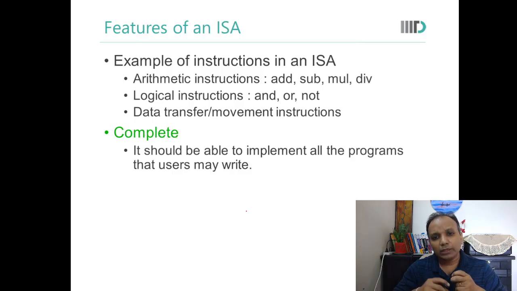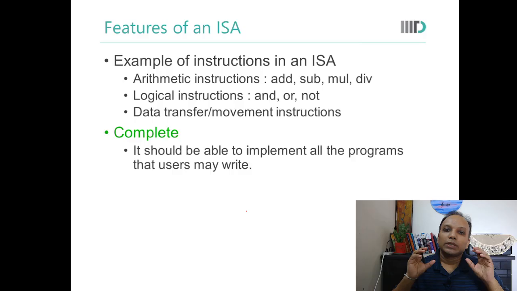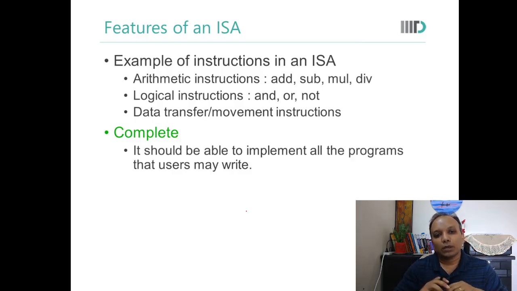Now, what are the characteristics you should be looking for in an ISA? So, ISA should be designed in such a way that you should be able to write any program. So, as a programmer, if I choose to use a particular ISA, I should not be restricted that, oh, I can't write this kind of program using this ISA. So, basically the ISA should be complete. It should be able to implement all programs that users may want to write.